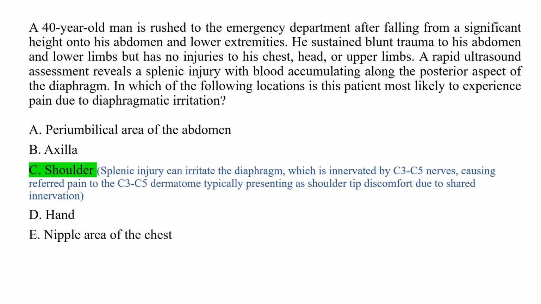Shoulder. In this case, because the spleen is injured and its blood pools along the diaphragm, the irritation of the diaphragm typically corresponds to the pain in the shoulder. This pain occurs because the diaphragm is innervated by the C3 to C5 spinal segments, and the shoulder is within the C3 to C5 dermatome. As a result, the brain interprets the pain from the diaphragm as if it's coming from the shoulder. This is a classic presentation of referred pain in splenic injuries.